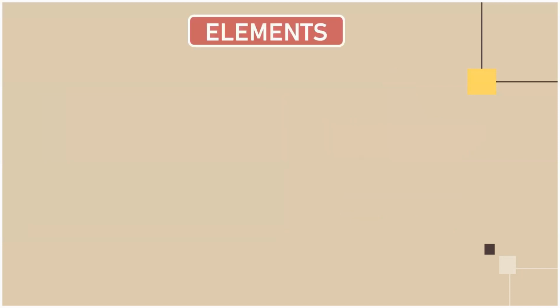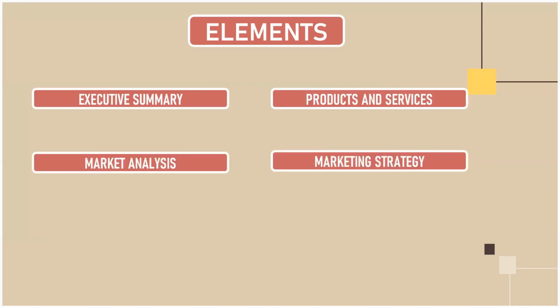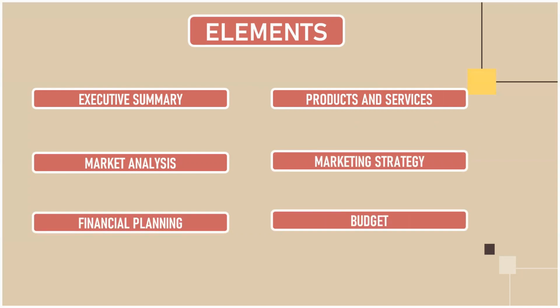So having understood the concept, let us now move on to the elements that we should include in a business plan. The first is the executive summary. The second is the information about products and services. The third is the market analysis. The fourth is the marketing strategy. The fifth is the financial planning. And the sixth is the budget that will determine the cost estimates of the organization. So let us understand each element in greater detail.